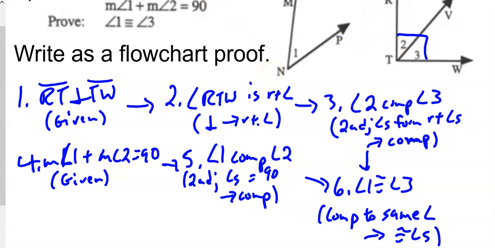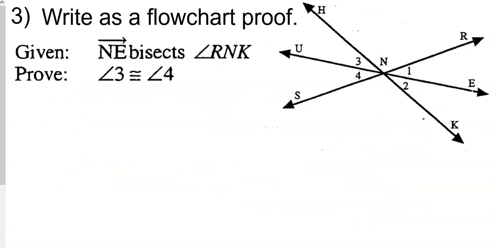And again, what's the link here? I can highlight that for you. So same angle right here. If two angles are complementary to the same angle, then they are congruent. Okay? So that is that proof. Let's take a look at the next one. Write it as a flow chart.